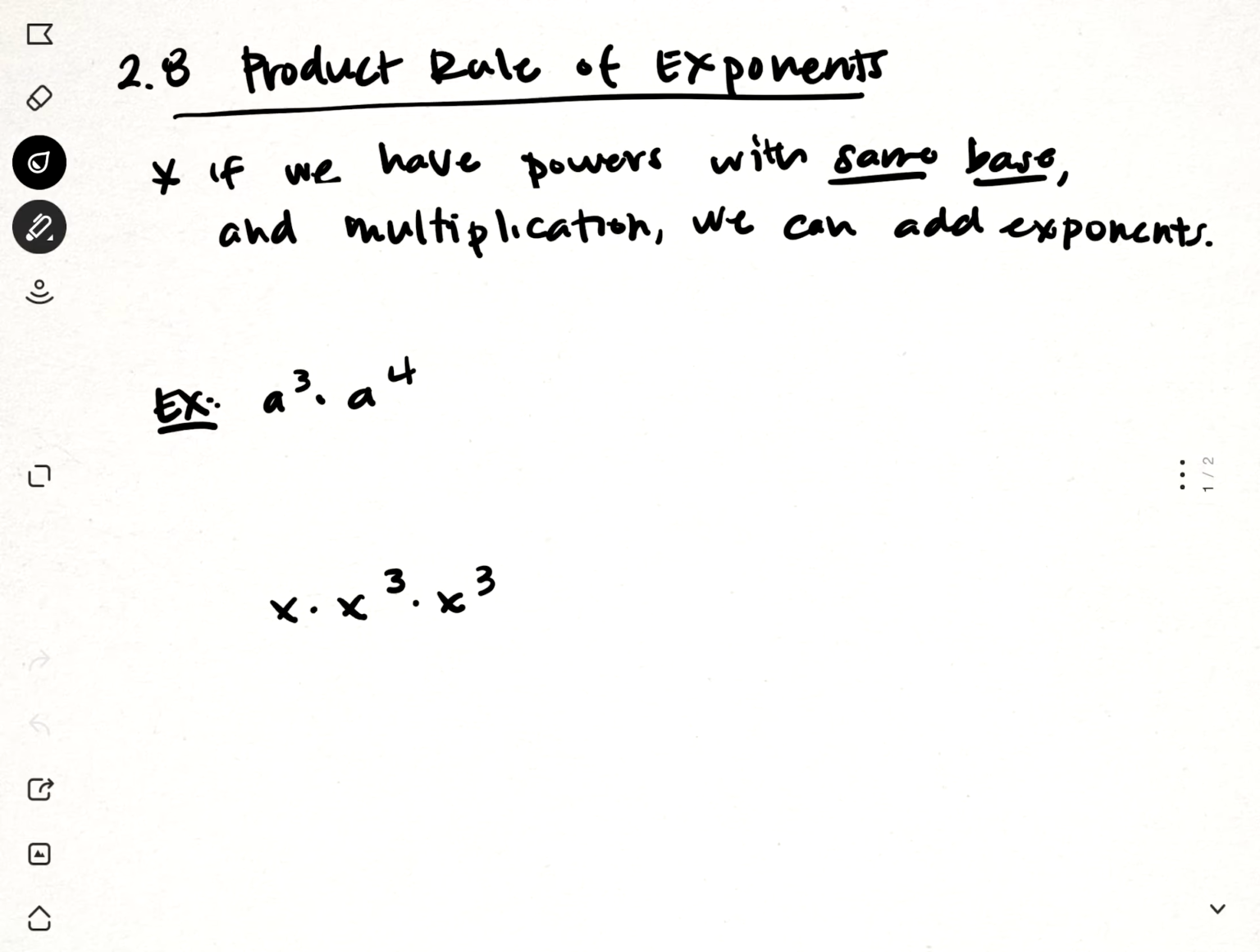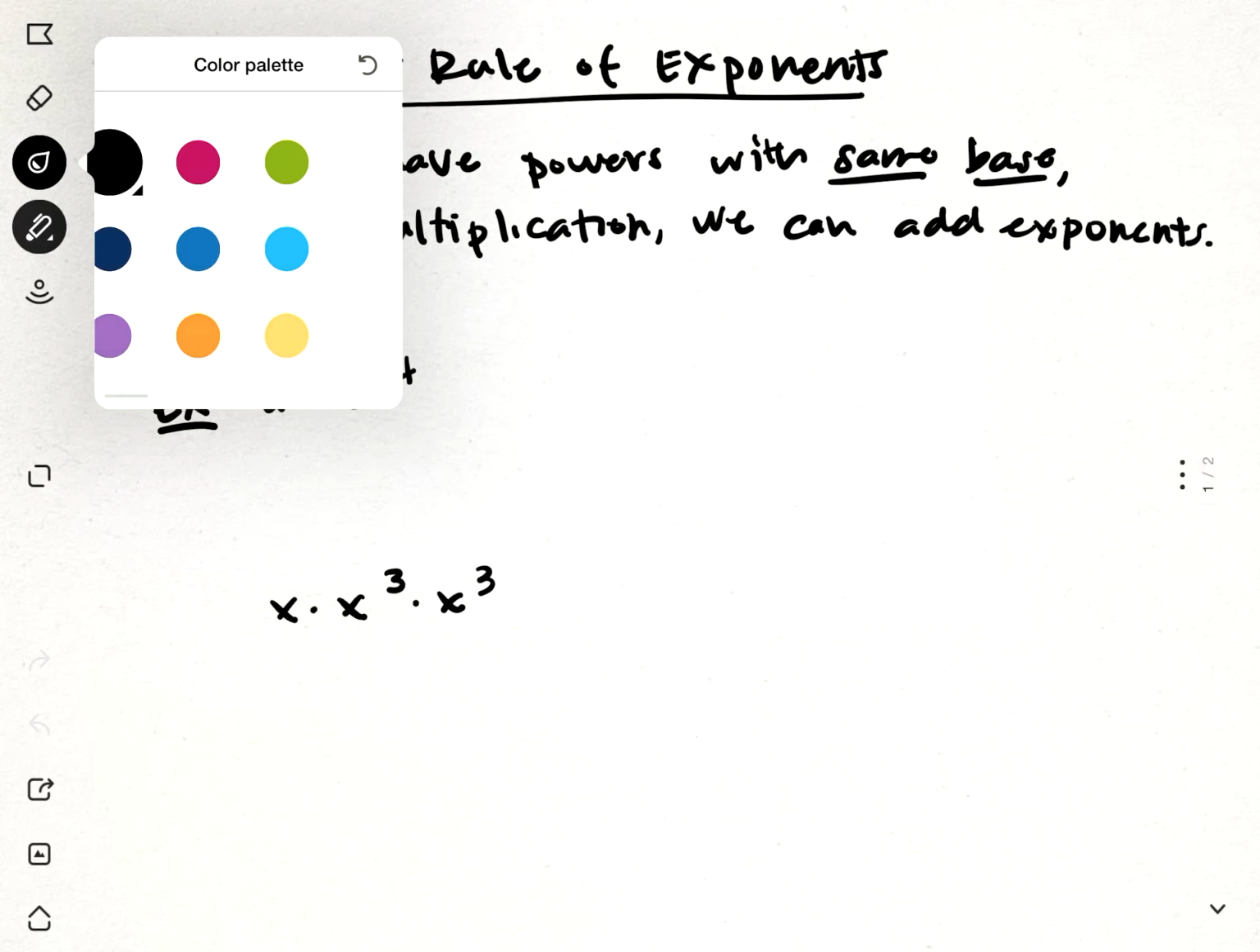Today we're looking at 2.8 product rule of exponents. I think it's something we've already covered, but it's a good chance for us to revisit it because it's going to be important in polynomial stuff. So the rule here is if we have powers of the same base and multiplication, we can add the exponents, and let me show you why.